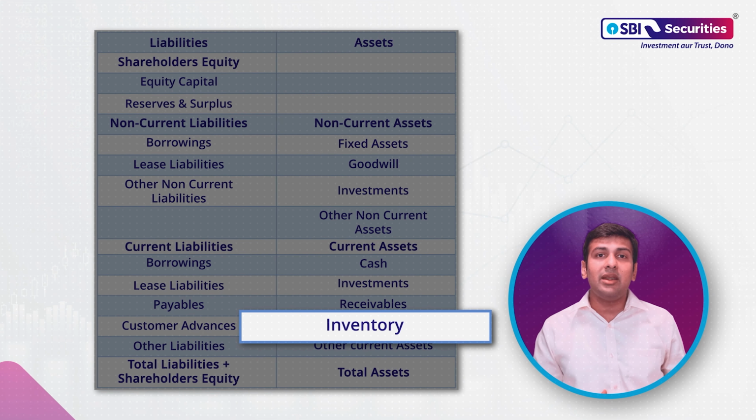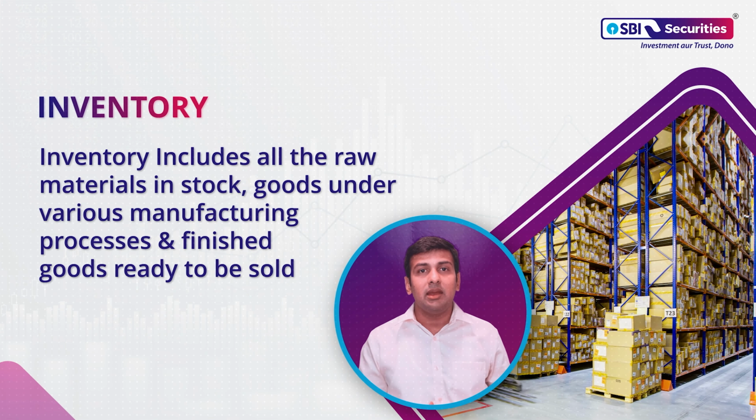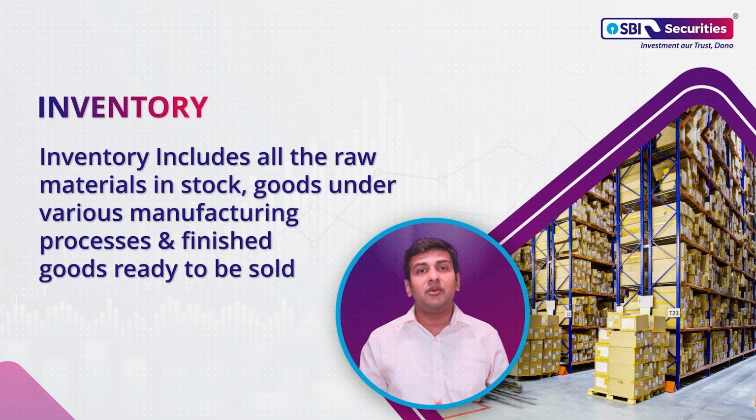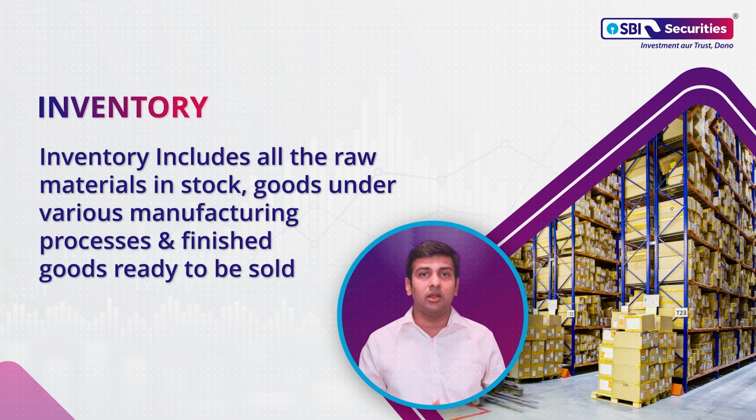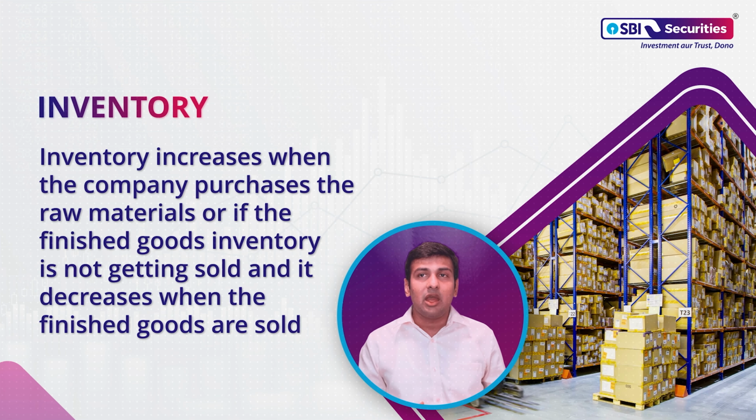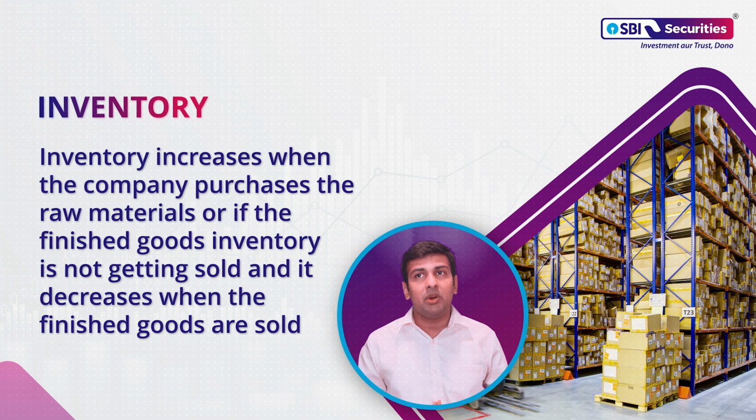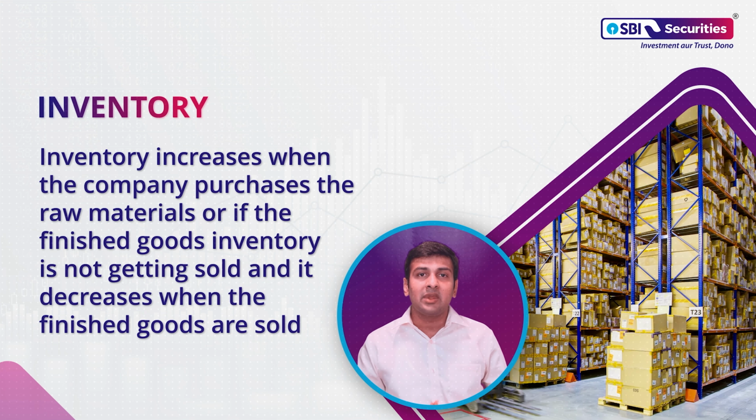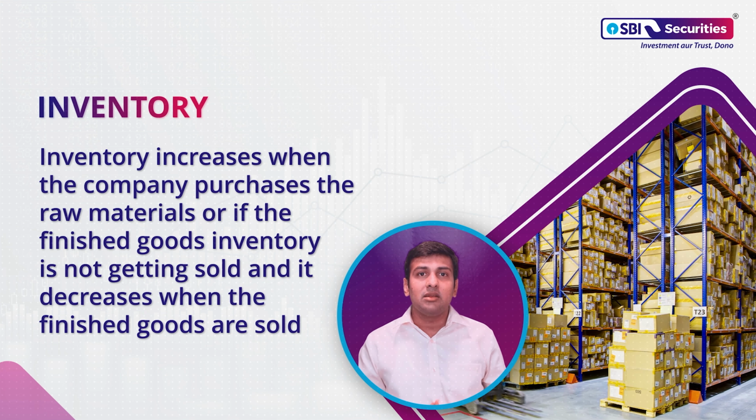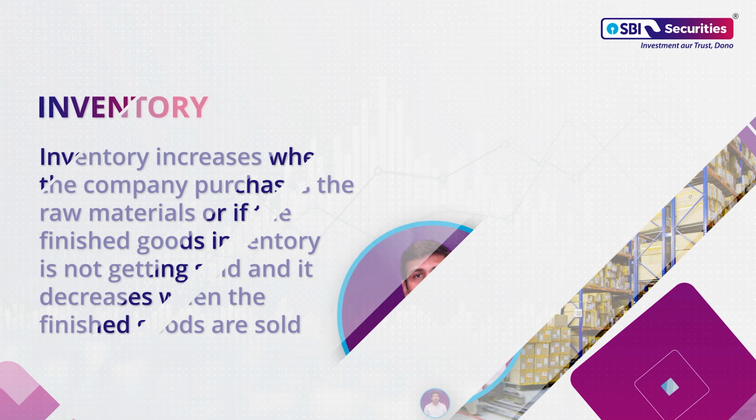Inventory. Inventory includes all the raw material in stock, goods under various manufacturing processes and finished goods ready to be sold. Inventory increases when the company purchases the raw materials or if the finished good inventory is not getting sold, and it decreases when the finished goods are sold.